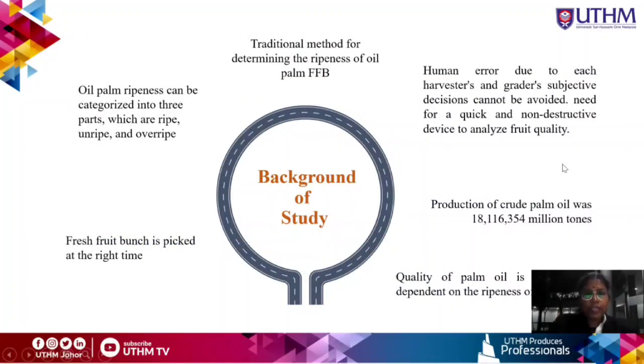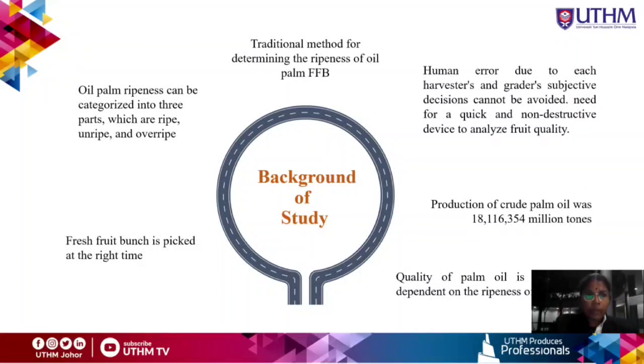In the global market, palm oil has experienced rapid and sustained growth. Oil palm was first introduced to Malaysia as an ornamental plant in 1817. The production of crude palm oil was 18.1 million tons based on information gathered from the Malaysian Palm Oil Board. Oil palm fresh fruit bunch is the main product harvested from oil palm plantations to produce palm oil. The fruit should be picked at the correct time because if they become too ripe, many clusters will fall and the quality of the fruit will degrade.